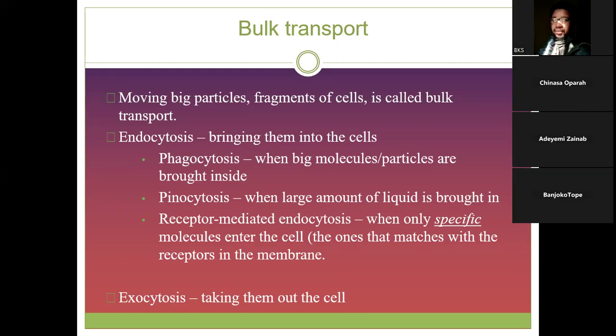Endocytosis can either be phagocytosis, which we explained earlier, where we have bigger molecules or particles like bacteria or virus taken in by an immune cell like a phagocyte. We also have pinocytosis. This is usually the movement of a large molecule of liquids inside the cell. Or we have receptor-mediated endocytosis.